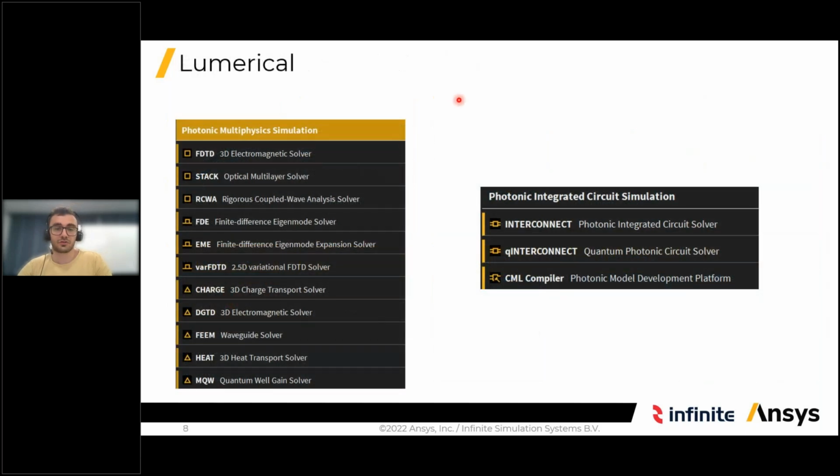I said I'm going to show Lumerical, but actually Lumerical is not one software. It comes in many different flavors. So what I'm first going to do is show you some of those different modules in Lumerical, what you can do with it. And then at the end, I will show you an example project. So let's go on.